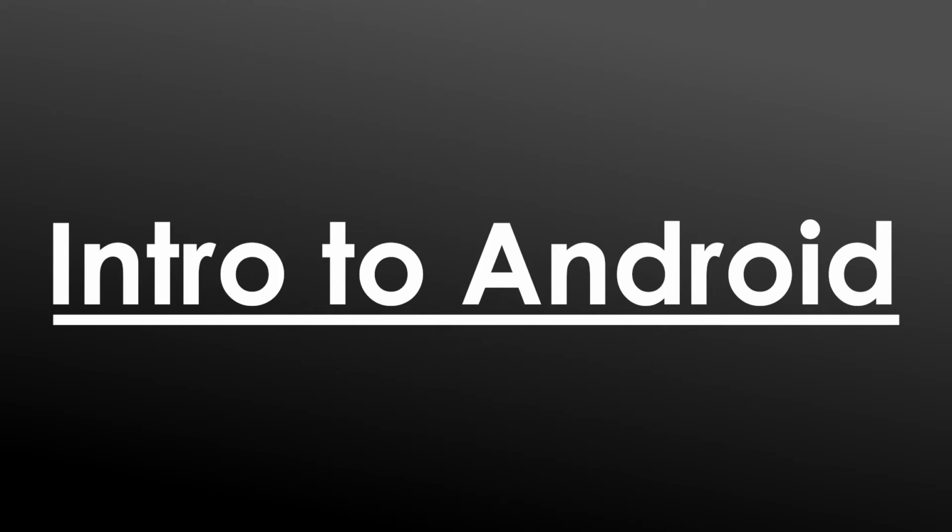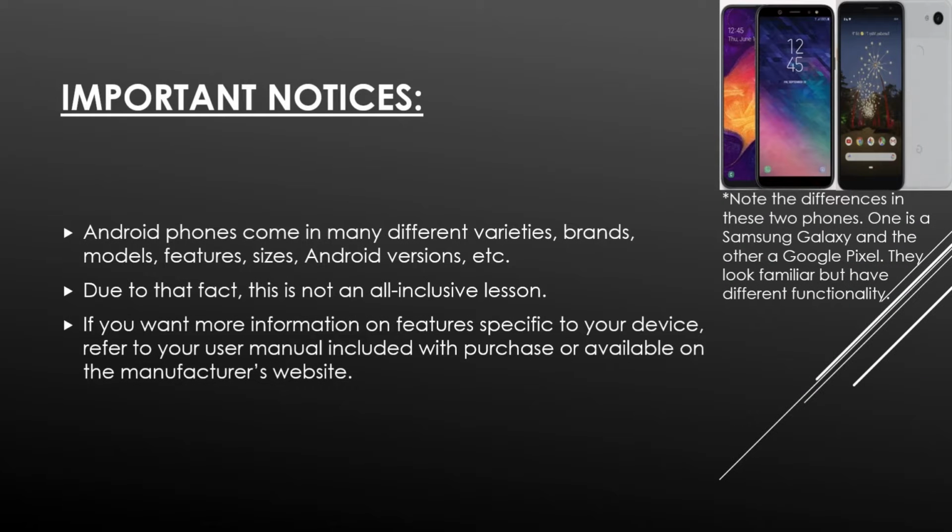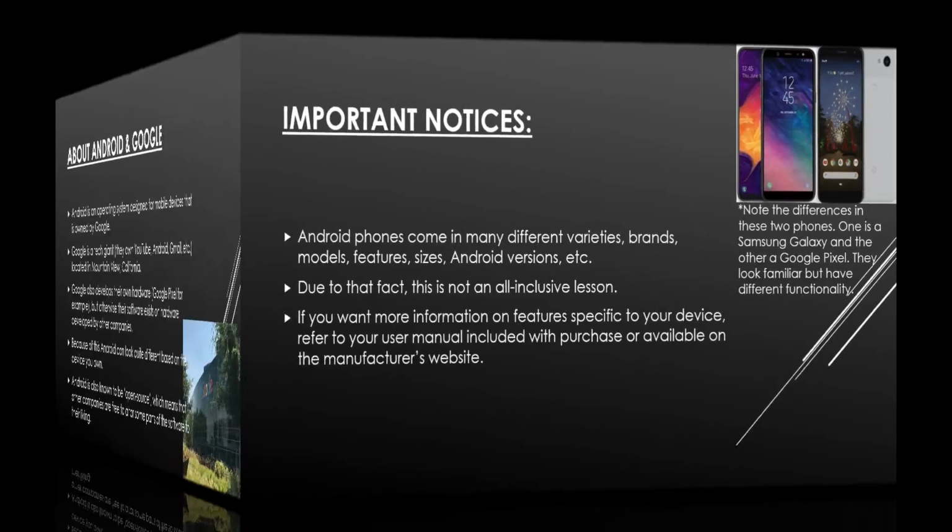Intro to Android. Android phones come in many different varieties, brands, models, features, sizes, Android versions, etc. Due to that fact, this is not an all-inclusive lesson. If you want more information on features specific to your device, refer to your user manual included with purchase or available on the manufacturer's website.